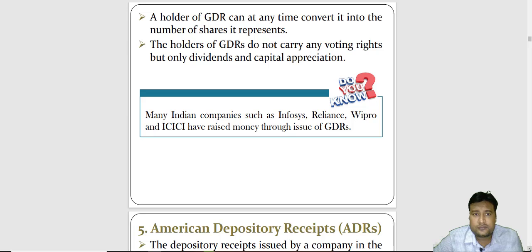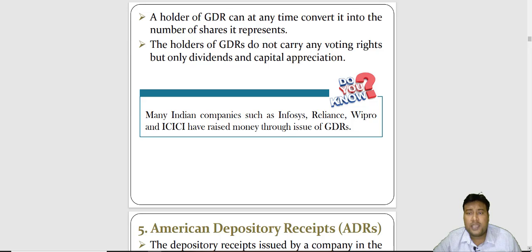Okay? But GDR is not yet converted into share, child. That's why they don't have any voting rights. But they have the dividend and capital appreciation rights. They will get the dividend. They have the capital appreciation right, but they don't have the voting rights. And the reason is because GDR is a global depository receipt not yet converted into share. And as we know, the GDR holder can convert their receipt anytime into a number of shares. So when they convert the GDR into shares, then they will get the voting rights also.